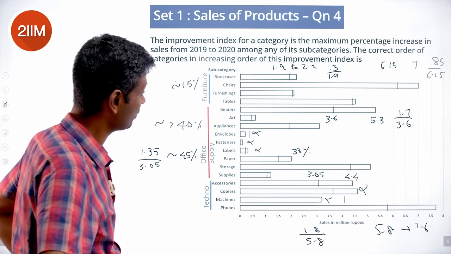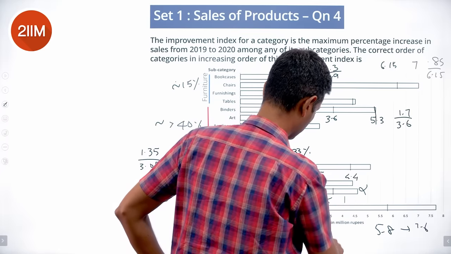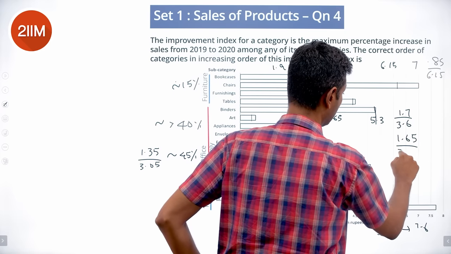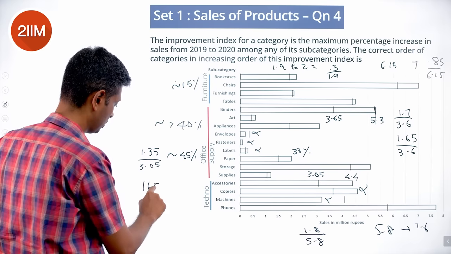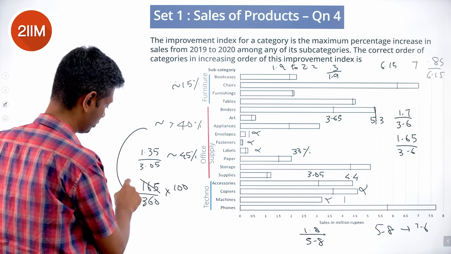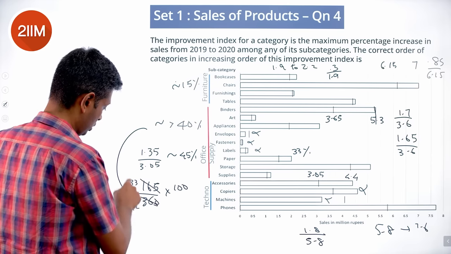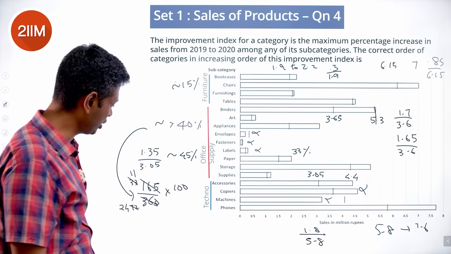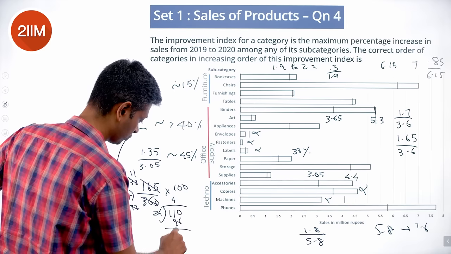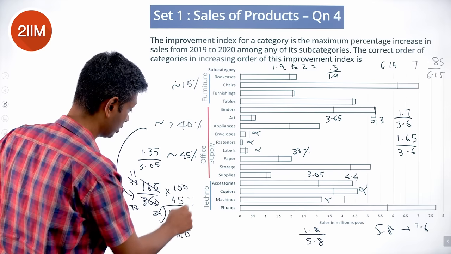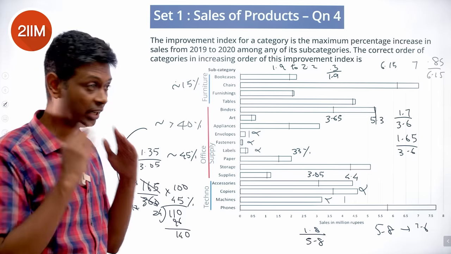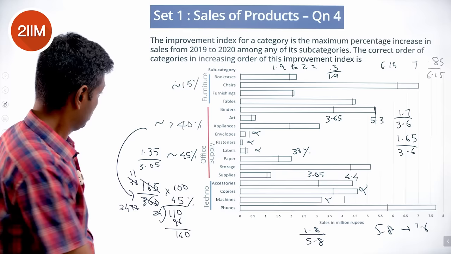But now I'm worried. Let me just redo these numbers. This is 5.3. This is 3.65 maybe. 3.65 to 5.3, so that's 1.65 by 3.6. 165 by 360 into 100. Right. 165 by 5 is 33, 360 by 5 is 72. 11 by 24 into 100. 11 by 24 into 100 is nice. So 11 by 24 goes 4 times, 96. 140 goes nearly 6 times, so it's 45%. So it's more than 45%. This is probably less than 45%. So if I had to stick my neck out, I would say furniture first. This number is more than 45.